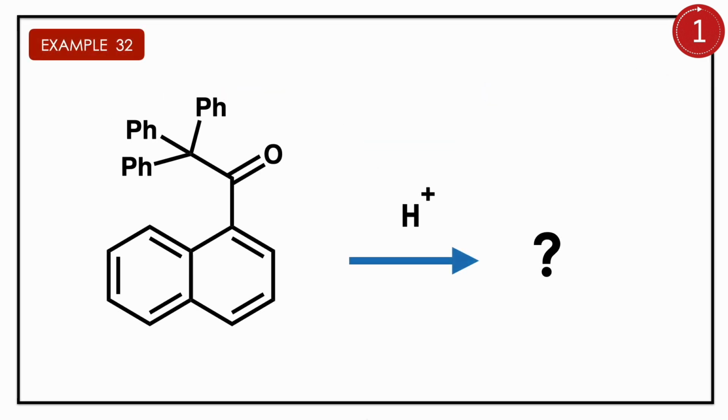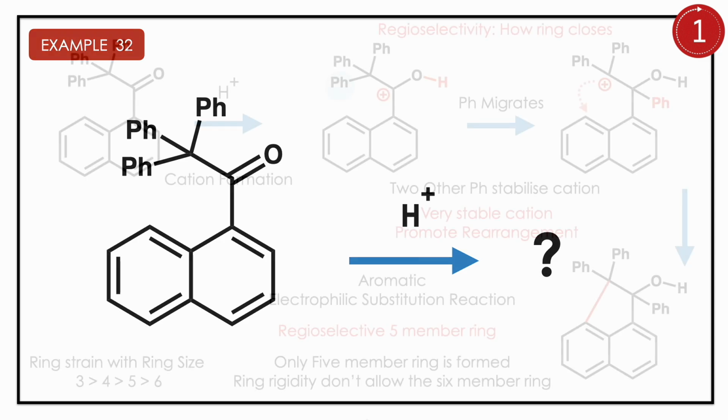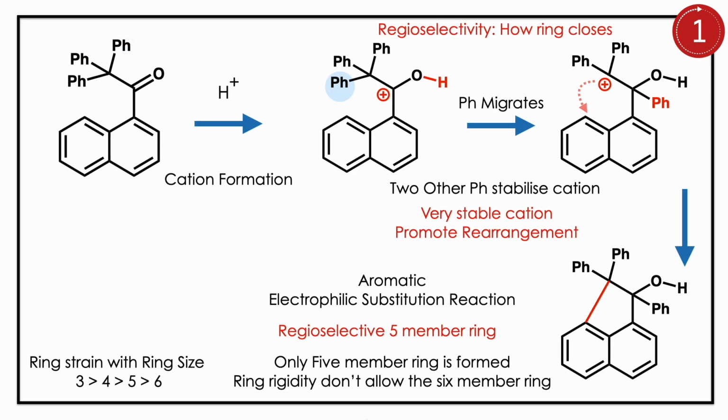Then the next example, you have naphthalene and you have a ketone. It is attached with a triphenyl group. You are using acidic condition. You should find what will be the final product. Here you have a ketone, you are using acid. Acid activates the carbonyl, you have a cation. Then the cation can switch to the phenyl group because the phenyl group can stabilize the cation better.